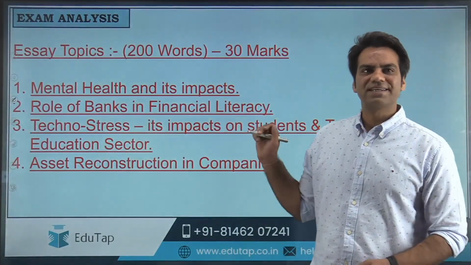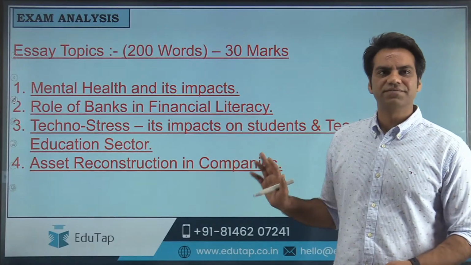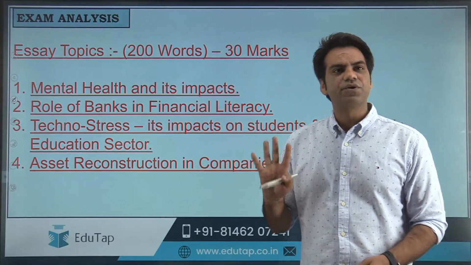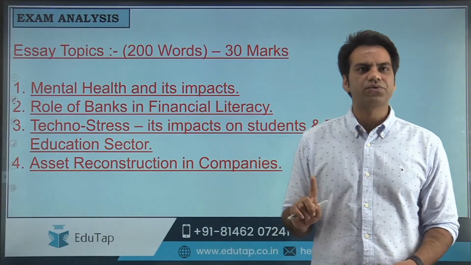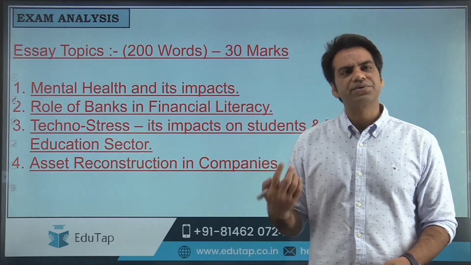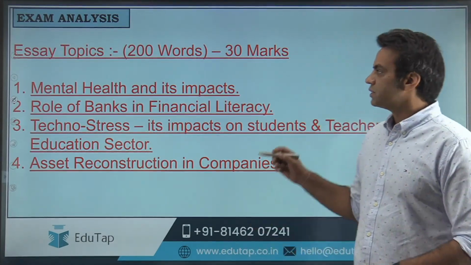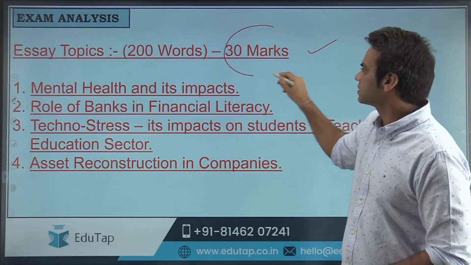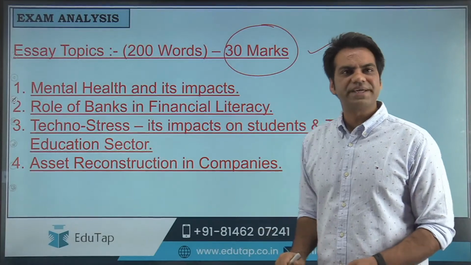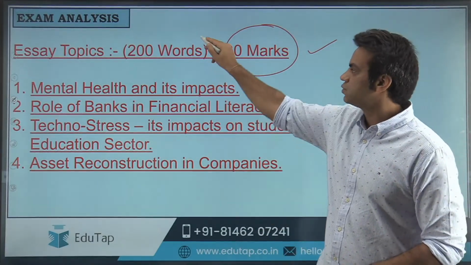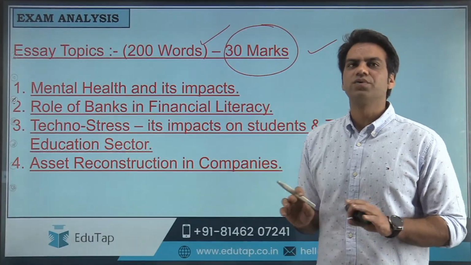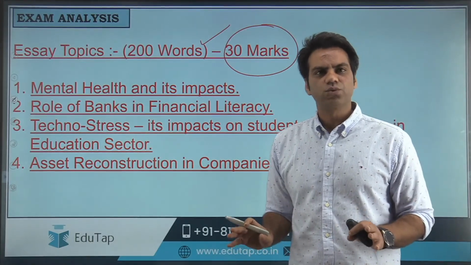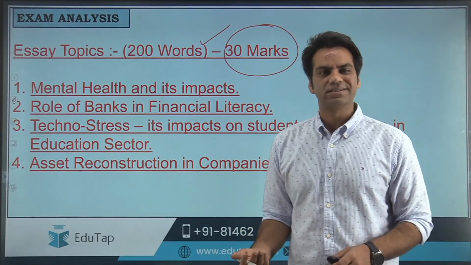So first of all, guys, let's look at the essay topics that were given this year. There were 4 topics and you had to choose one out of these 4. You had to write your essay in 200 words. The weightage for the essay was 30 marks, and the word limit allocated to the essay was 200 words. So it was not too difficult to complete, but it was still a task in itself.